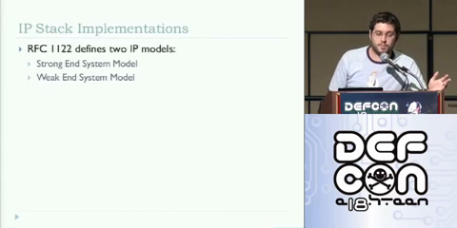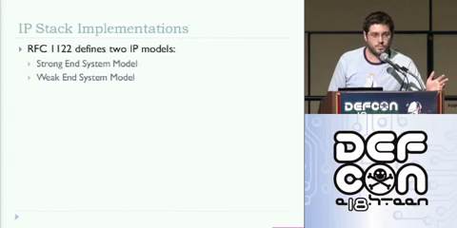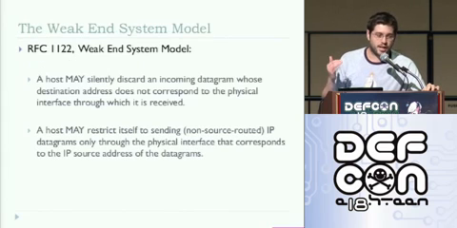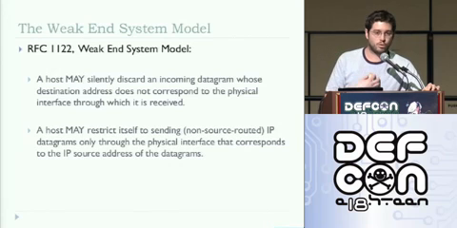Well, actually, the weak model is the more prevalent of the two. It's used by Linux, BSD, and even previous versions of Windows. So if you take a look at how the weak model works, it says, okay, if I am any host, doesn't matter if you're a router or anything, if you're a host and you have a packet come into you, you look at the destination IP, and if that destination IP matches any of your IP addresses on any of your interfaces, accept it and process it.